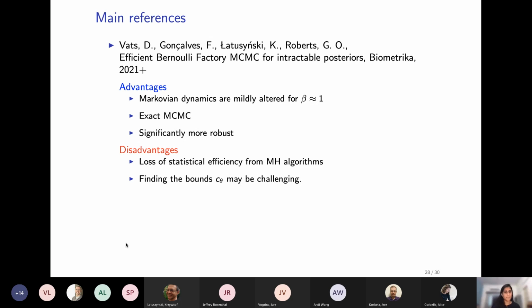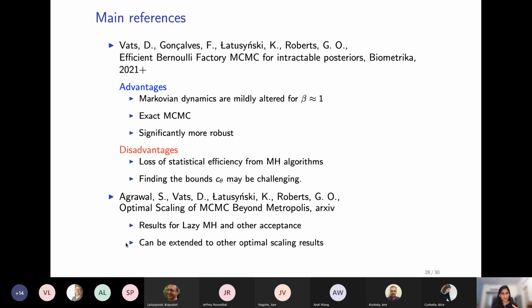The second part of the talk was work led by Sanket, with Chris and Gareth as part of the project as well, and in the previous part too, Chris, Gareth and Flavio. So very much a Warwick effort. This is optimal scaling for MCMC beyond Metropolis. The results in here cover lazy MH and other acceptance functions. The setup and the proof technique can very easily be used to extend optimal scaling results, in the future and the past, to other assumptions, other techniques and other proposal distributions. So we encourage everyone to keep their results as general as possible. No need to fix alpha equals alpha MH unless you need to.